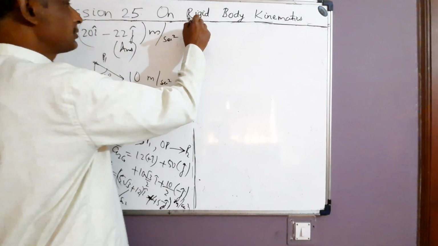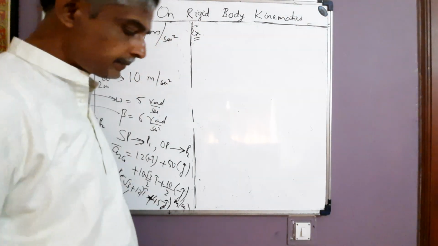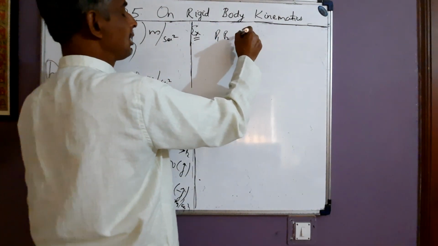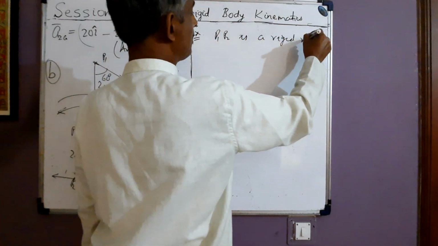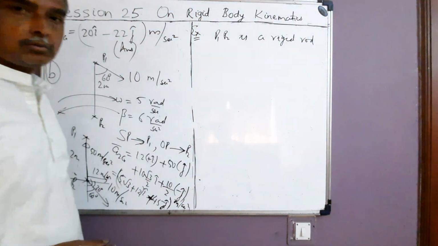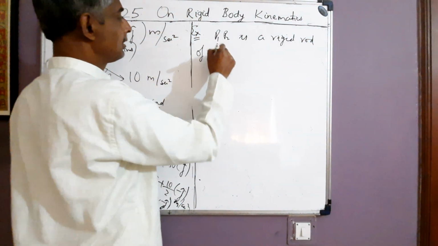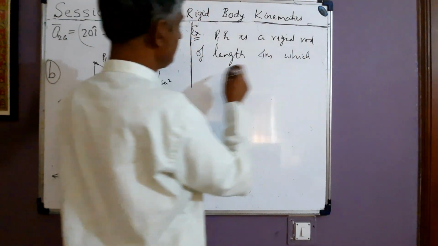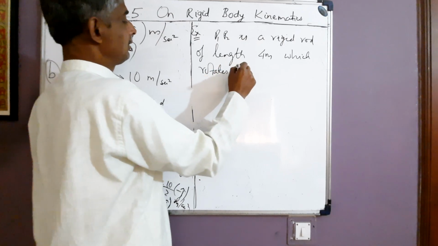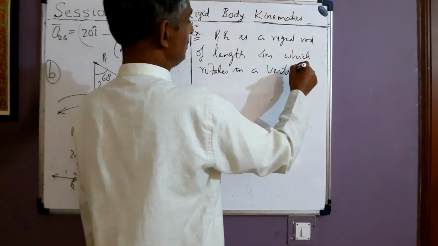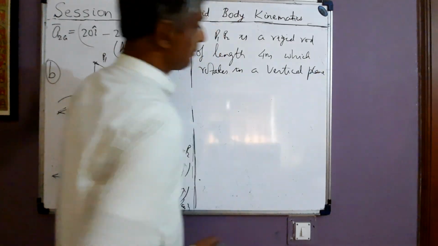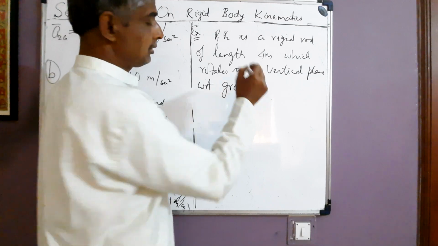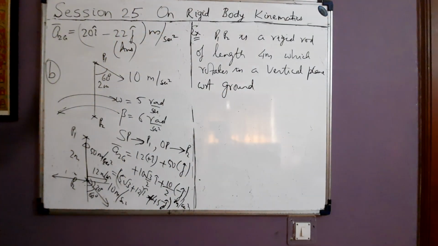Let's take up another question on rigid body kinematics for acceleration. P1, P2 is a rigid rod of length 4 meter, which rotates in a vertical plane with respect to ground.